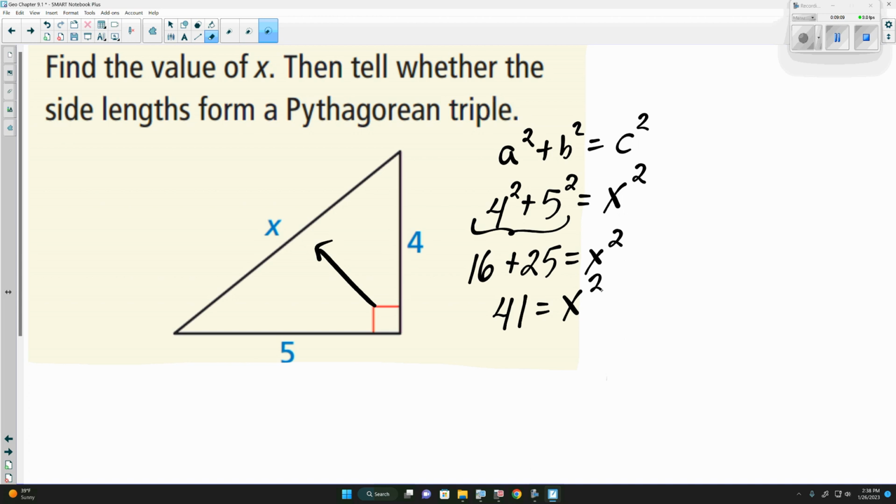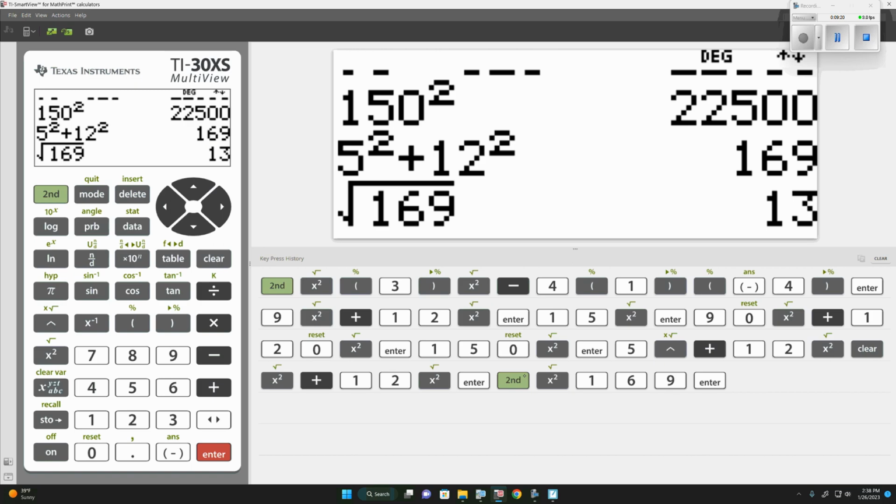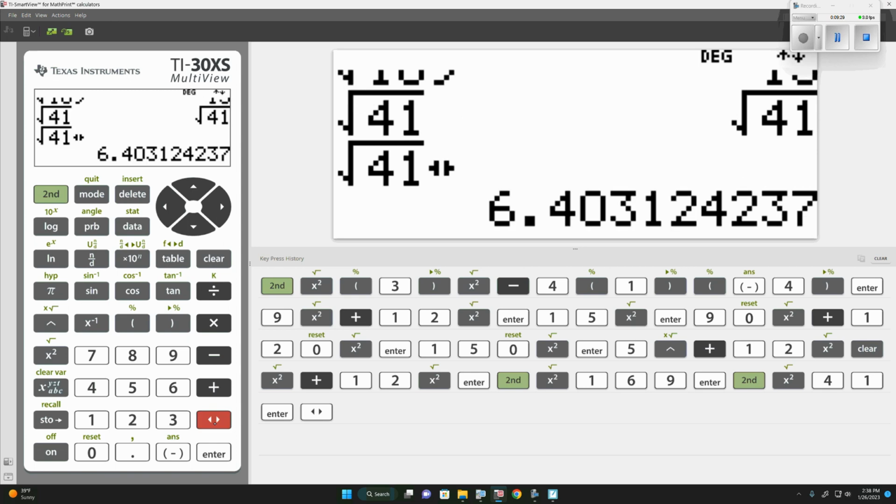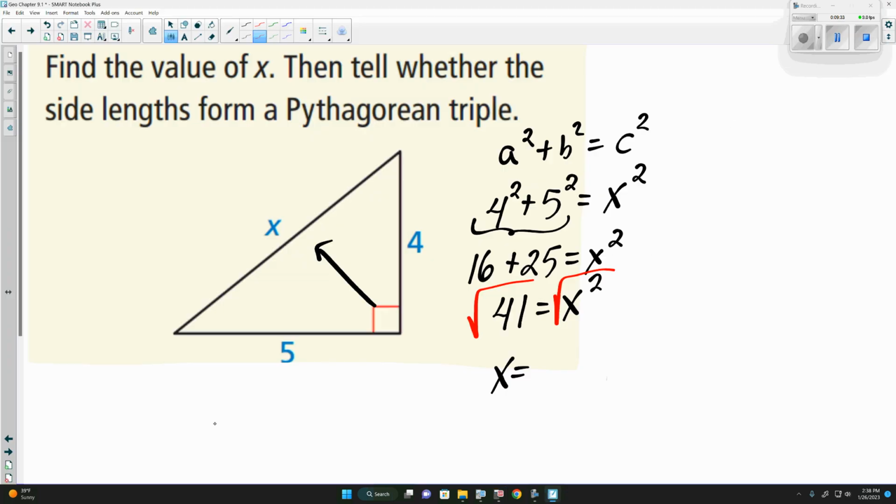What do we need to do next? Square root both sides. Square root of x squared is x. Now we can take square root of 41. Square root of 41 is square root of 41. Or if we approximated it, it would be 6.403. Square root of 41. So, no.